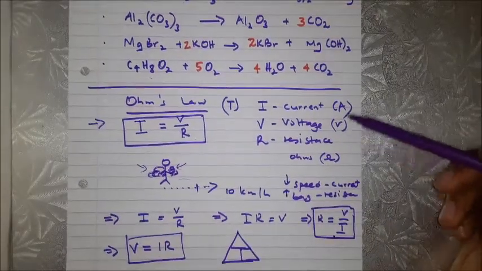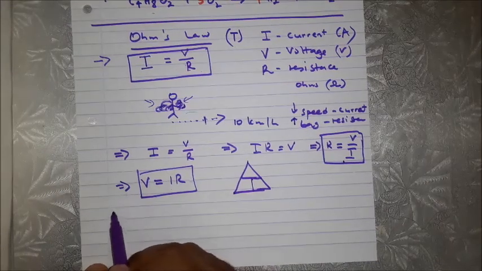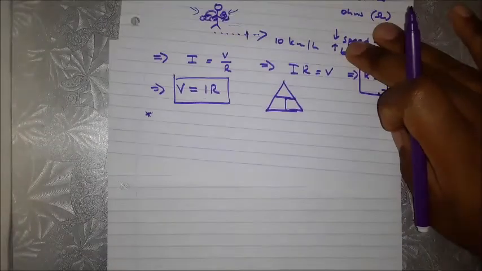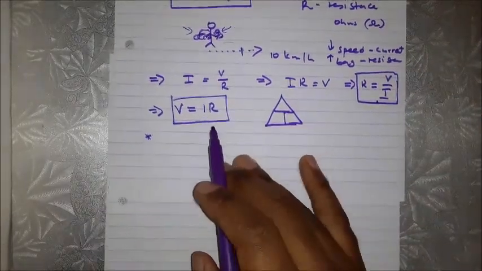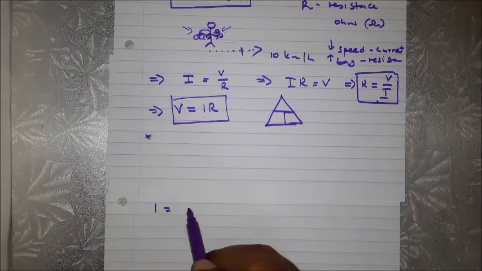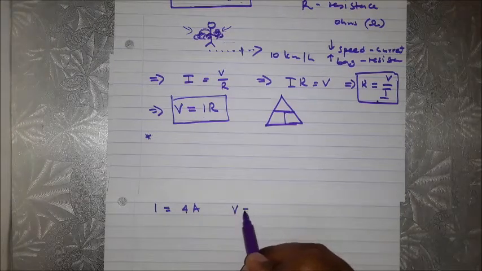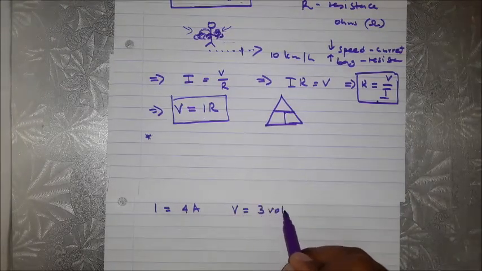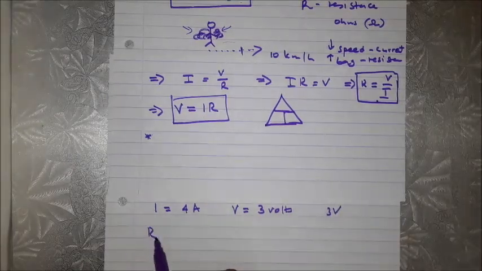And the units now are very much important. Let me just make an example. Let's say that you are given, let me grab another paper. Let's say the current is equal to 4 A, and then you are given that V is equal to 3 volts, or you can just put 3V, and then they ask you to find resistance.